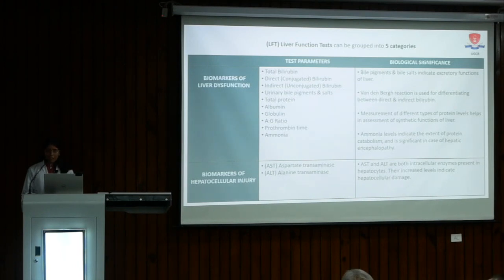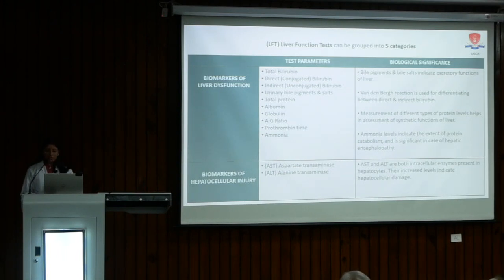Liver function test can be grouped into the 5 categories. The first category is biomarkers of the liver dysfunction. Its test parameters include total bilirubin, direct bilirubin, indirect bilirubin, urinary bile pigments and salts, total protein, albumin, globulin, its ratio, prothrombin time, and ammonia.